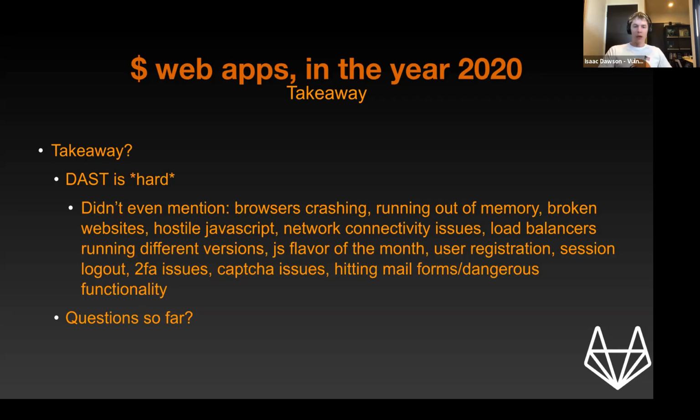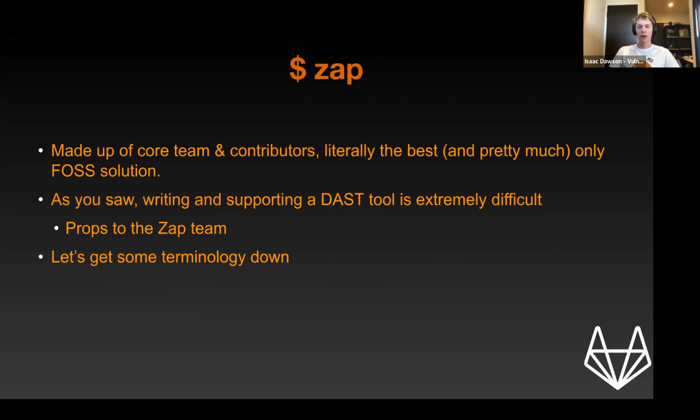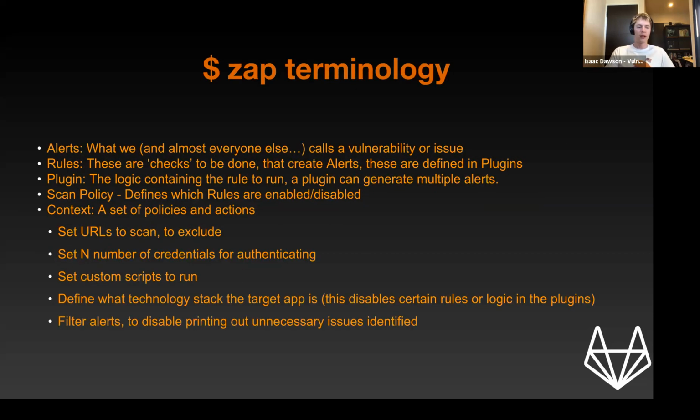All right, so I'm just going to cover ZAP real quick. ZAP, as most of you probably know, is made up of a core team as well as contributors, and it's pretty much the best and the only FOSS solution out there. And as you saw, running and supporting a DAST tool is extremely difficult, especially if you're doing this as open source on your own free time. So definitely want to give the ZAP team props for that. Before we continue, I want to get some terminology down, because it took me a long time to figure out ZAP's terminology, so everybody's on the same page.